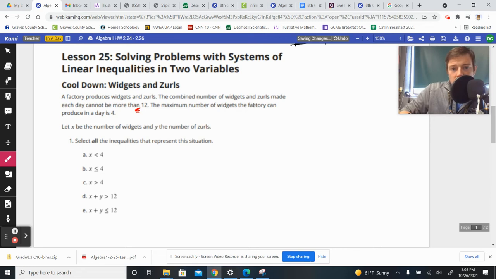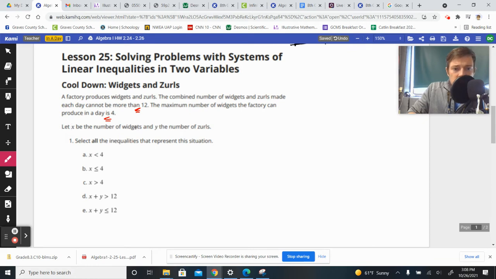The max number of widgets the factory can produce in a day is 4. So the max means that we could have 4 or less for the widgets. So these are both less than type situations. And so we can add them together, the widgets plus the zerls, and be less than 12, or we could just focus on the widgets and be less than 4.